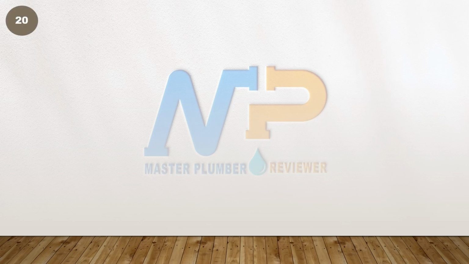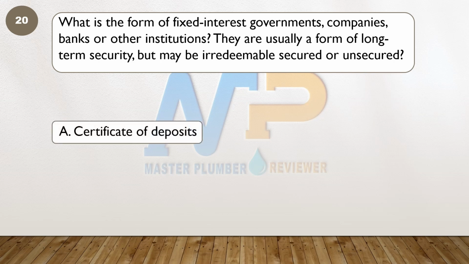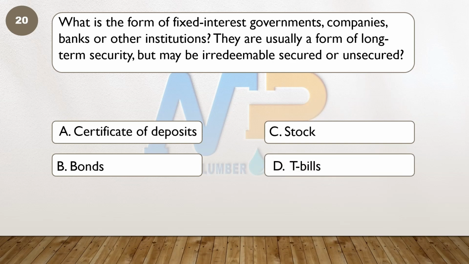Number 20. What is the form of fixed interest governments, companies, banks, or other institutions? They are usually a form of long-term security, but may be irredeemable, secured or unsecured. A. Certificate of deposits, B. Bonds, C. Stock, D. T-bills. The answer: it's B. Bonds.